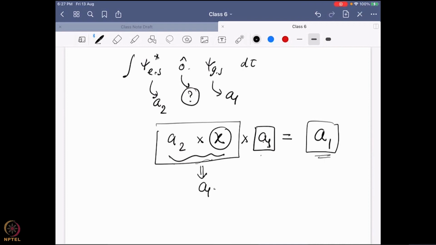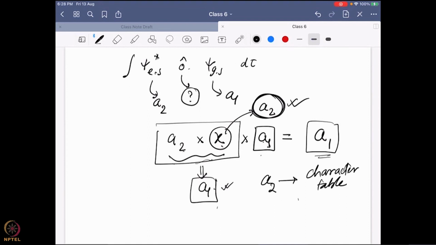Now, I want to have a totally symmetric representation A1 by multiplying A2 into X. It is only possible if X is an A2. If you multiply the same representation with each other, you will get a totally symmetric representation. These are the corollaries. So that means I know exactly which particular symmetry representation will make this transition allowed. It is the A2. Then what I do, look into the character table.